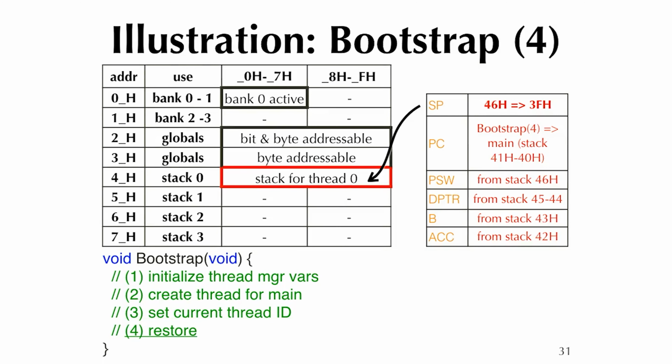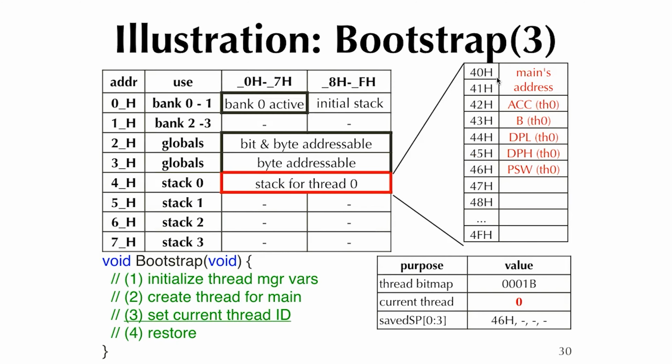And then now the values have already been set up. So we do restore, and that's that macro. And what does that do? That pops off the content in reverse order, right? PSW gets 46, including the register bank selection. DPTR gets 45 to 44, B gets 43, ACC gets 42, and the content at 42, right? And then 41 and 40 would have the address of main, right? 41 and 40 have address of main.